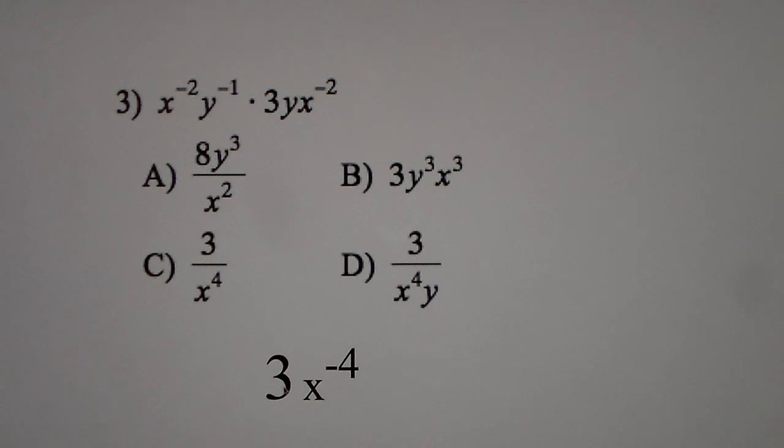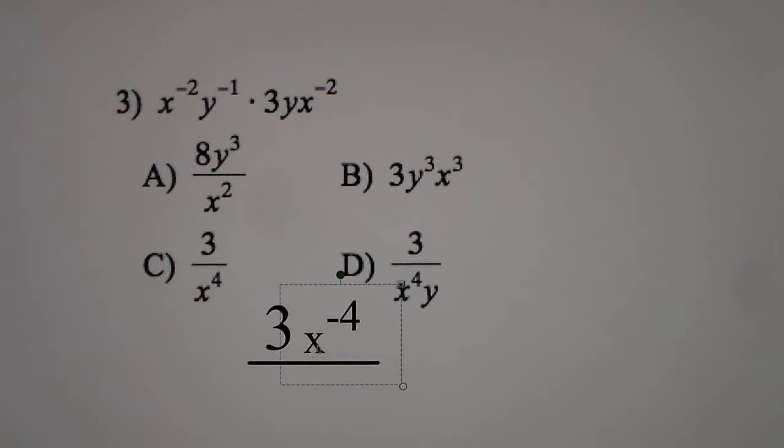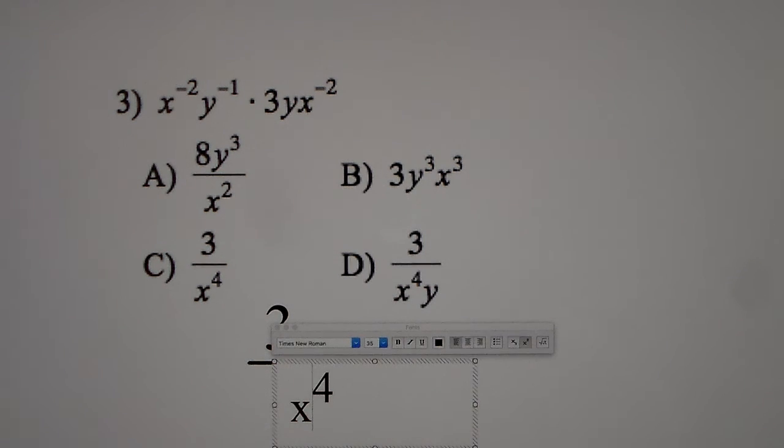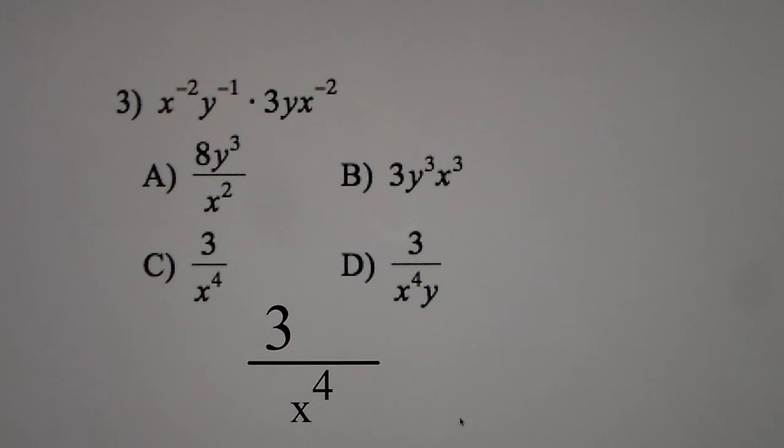Alright, so that's our final answer. Now, since we have a negative power, we gotta move it from the numerator down to the denominator, the base and the exponent. And just the base and the exponent will move. And when you move it, it gets rid of that negative and it becomes a positive. So you have 3 over x to the fourth. So for number 3, the answer is C.